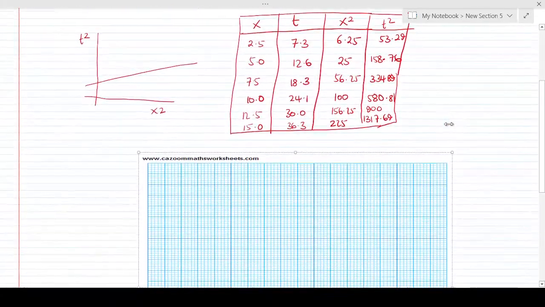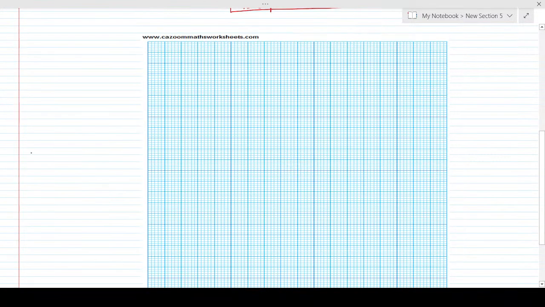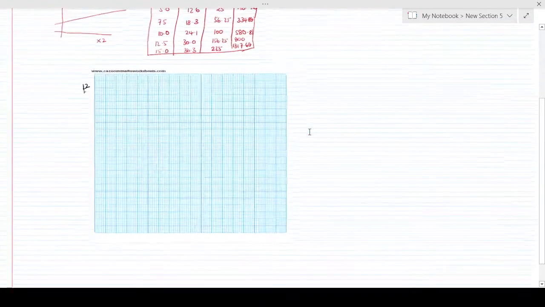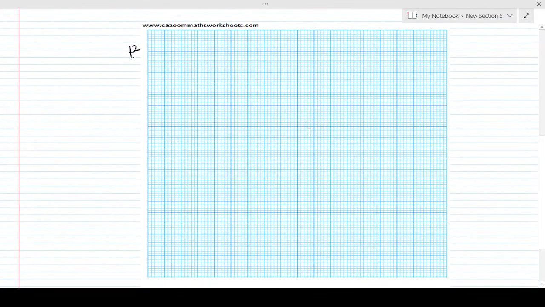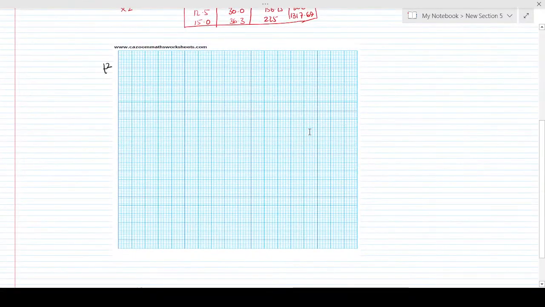Now on the one axis of the graph, we would have our t squared, and on the other axis, we have our x squared. Let me zoom it down a little bit so that we can have a full page for it. So let me bring the values that we are plotting here: x squared, t squared.